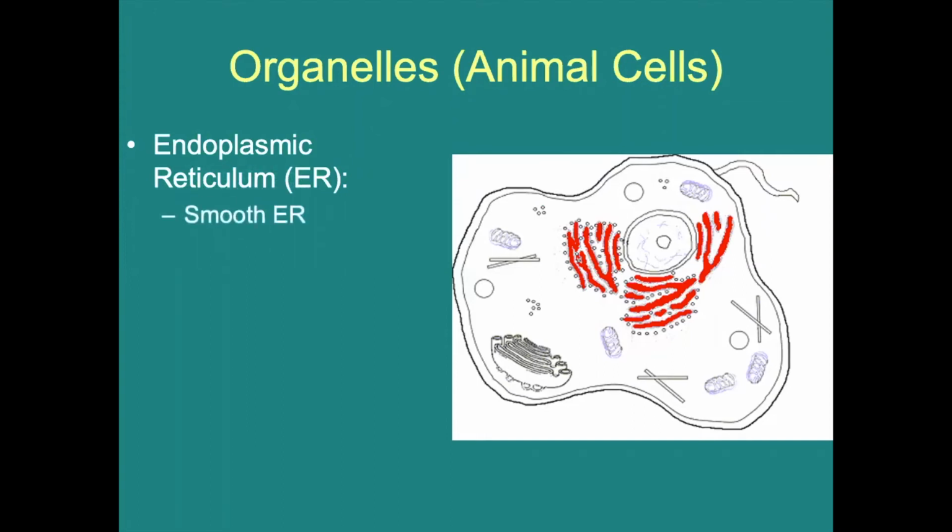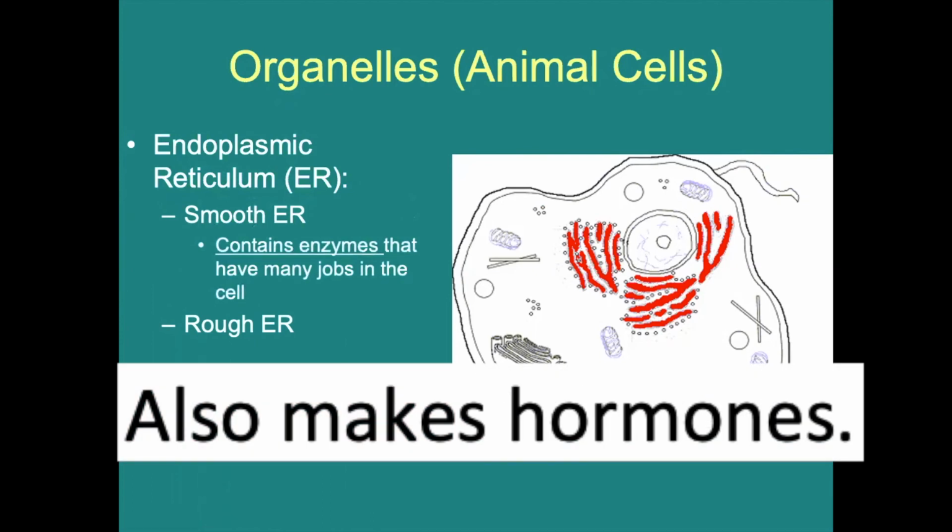And we have 2 types of ER. We got the smooth ER and the rough ER. Look over here. Smooth ER has no ribosomes on it, right? So it looks like it's not bumpy at all. It looks kind of smooth, hence the name. It stores enzymes once they're made. It has some other jobs to do, but not part of the story. We will talk about those in future chapters. For right now, it stores enzymes.